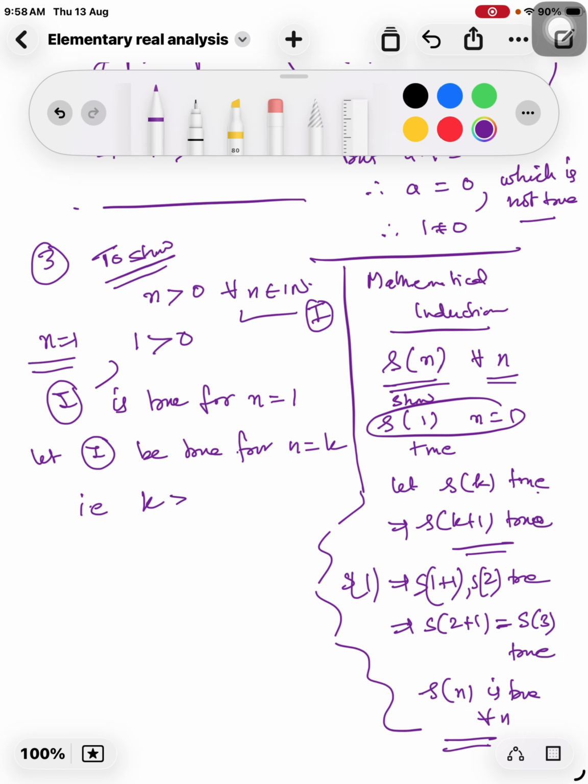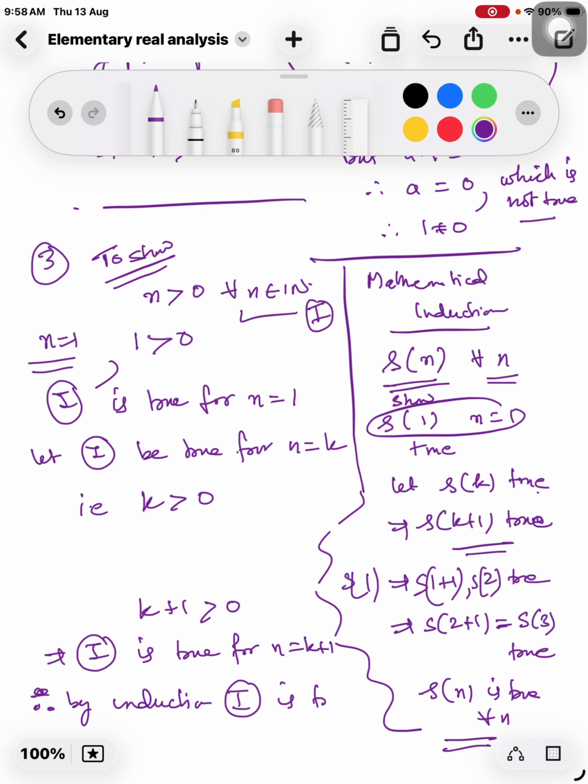इसका मतलब है k is greater than 0. अब हमें प्रूफ क्या करना है, k+1 ग्रेटर दैन 0 और ये आ गया तो हमारे पास आ जाएगा 1 is true for n equal to k+1 और हम कह देंगे by induction 1 is true for every natural number n. तो अब कैसे पहुँचेंगे यहाँ पर अब हम देखते हैं. k पॉजिटिव है और 1 पॉजिटिव है और हमें पता है p की जो प्रॉपर्टी है उससे कि अगर दो नंबर्स पॉजिटिव हैं तो उसका सम भी पॉजिटिव है. सो वी गेट k+1 इज़ पॉजिटिव.